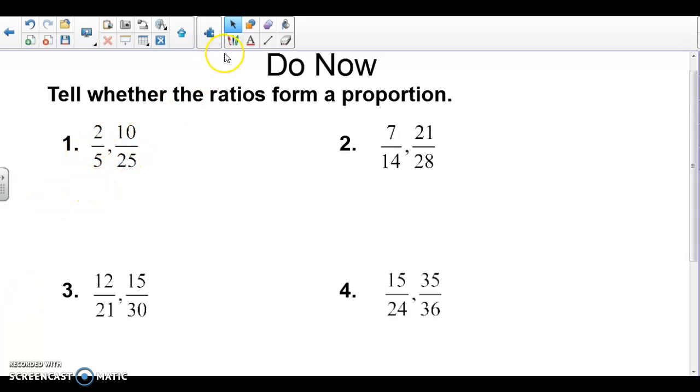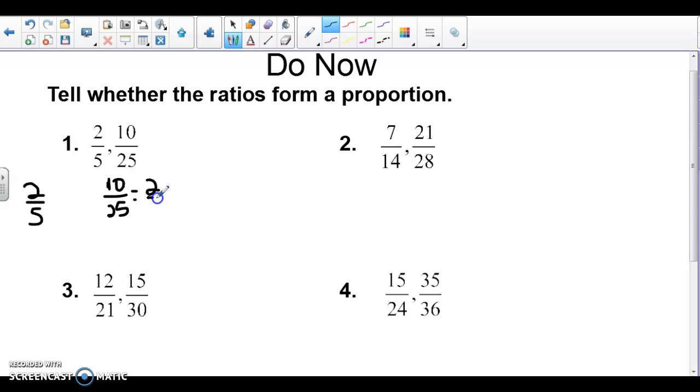There are several different ways you can go about doing this. One way is to simplify both fractions and see if they simplify to the same thing. For instance, 2/5 and 10/25. Well, 2/5 is already simplified. For 10/25, 5 goes into both of them. 5 goes into 10 twice, and 5 goes into 25 5 times. So that would also be 2/5.